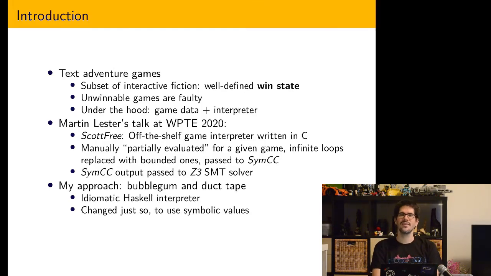So, interactive fiction is a kind of game where there is a textual back and forth between a user and a computer, and the computer usually simulates some kind of external world. And adventure games in particular are a subset of interactive fiction which are proper games in the sense that they have a well-defined win state. So for example, the IFL 2020 game had this well-defined win state of giving a successful talk. Because of this, unwinnable games are faulty because they're only going to frustrate the players. So that's what we are going to try to check: whether games are winnable or not.